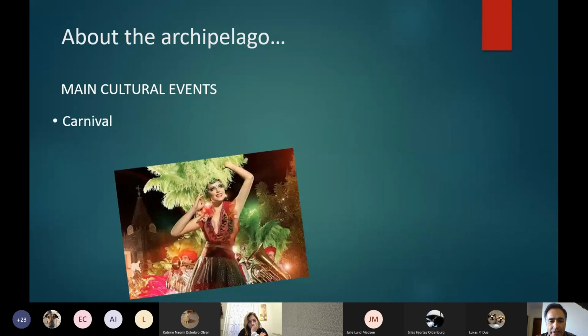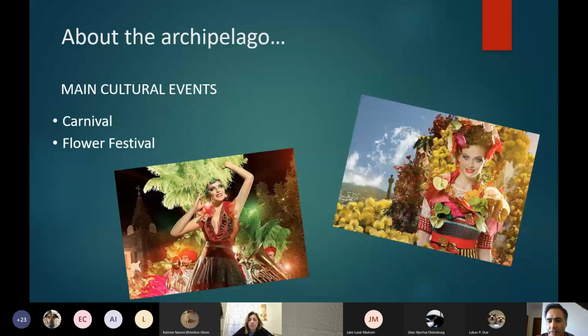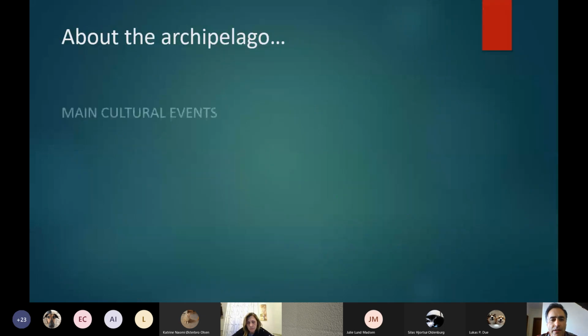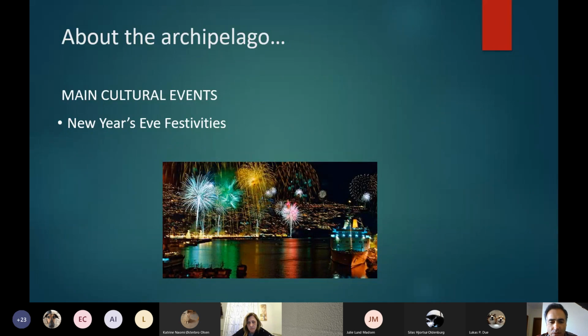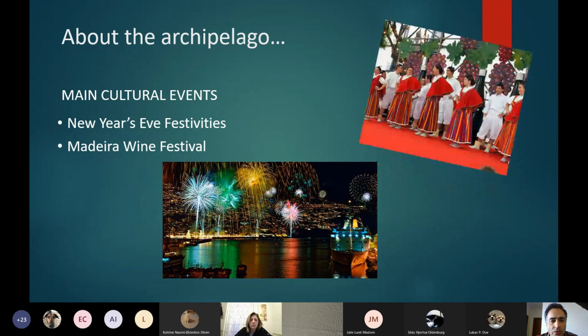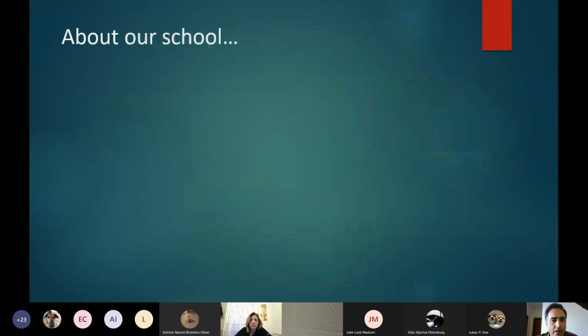Cultural events here are the carnival and the flower festival we have in April. And of course, the New Year's Eve of Madeira is world known because of its fireworks. They are absolutely beautiful. We also have a Madeira Wine Festival.